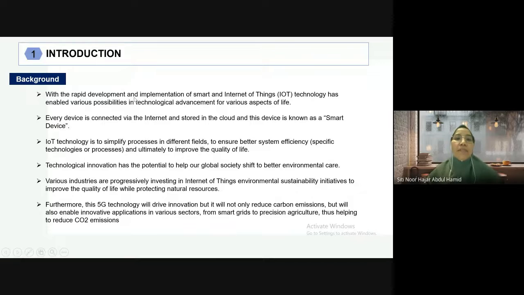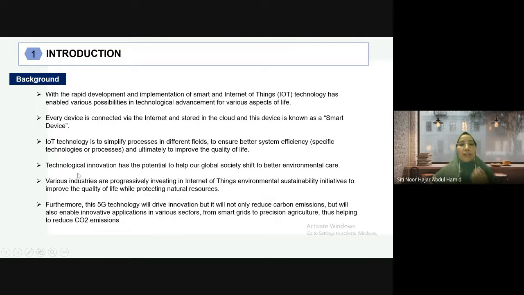With the rapid development and implementation of smart and Internet of Things, or IoT technology, it has enabled various possibilities in technology advancement for various aspects of life. Every device is connected via the internet and stored in the cloud, and these devices are known as smart devices. IoT technology is to simplify processes in different fields, to ensure better system efficiency, and ultimately to improve the quality of life.